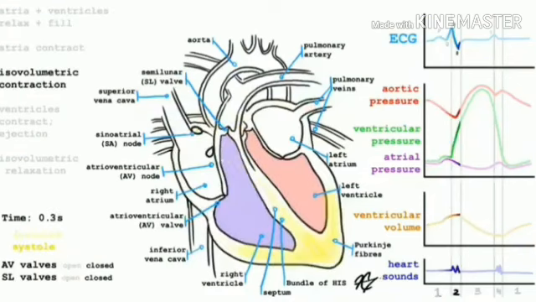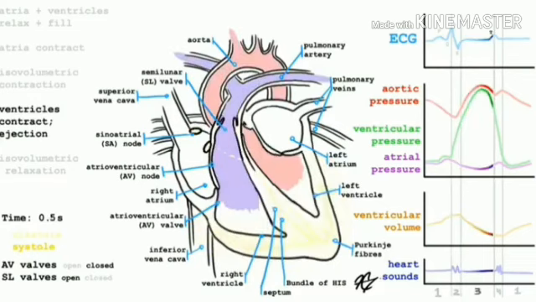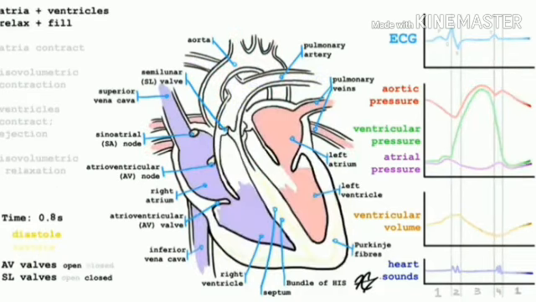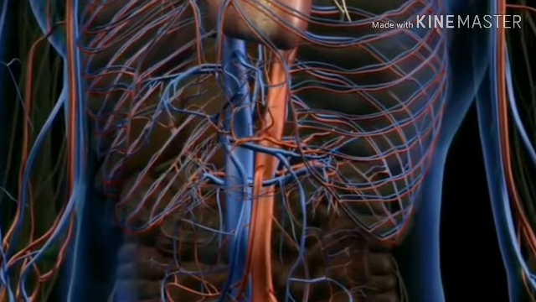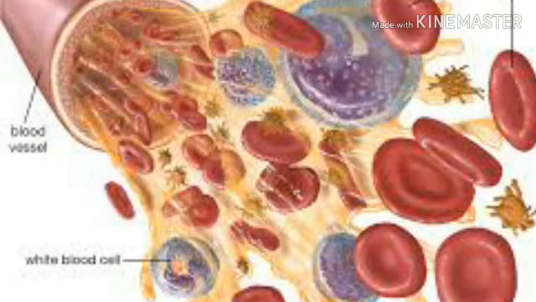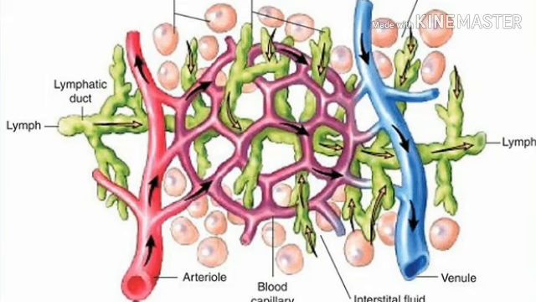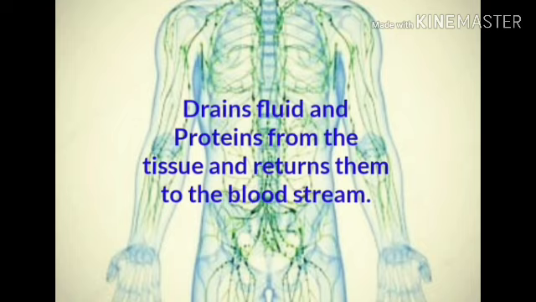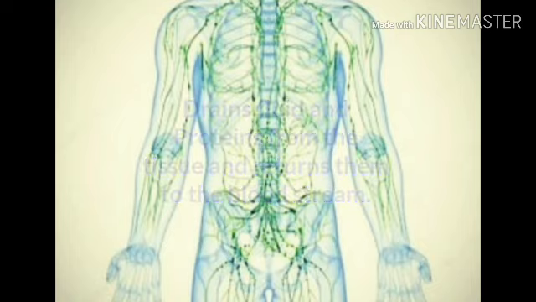Blood circulates throughout the body in the cardiovascular system, which consists of the heart and the blood vessels. This system forms a continuous circuit that delivers oxygen and nutrients to all cells and carries away waste products. Also functioning in circulation is a lymphatic system, which drains fluids and proteins from the tissue and returns them to the bloodstream.